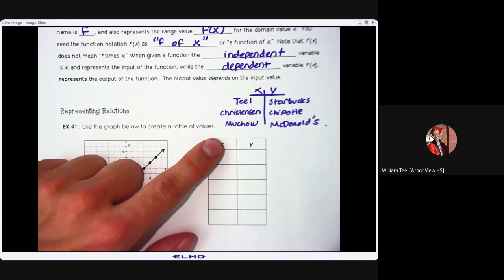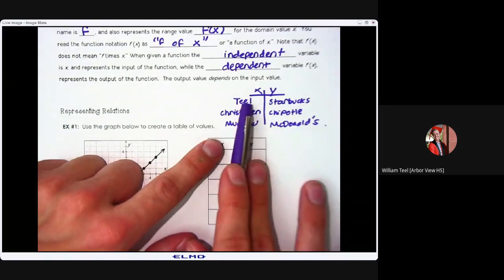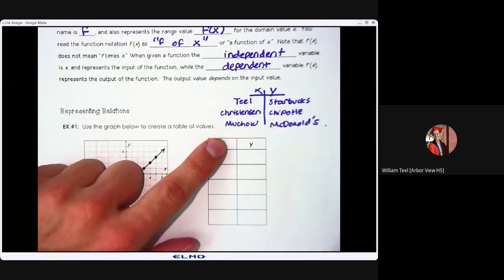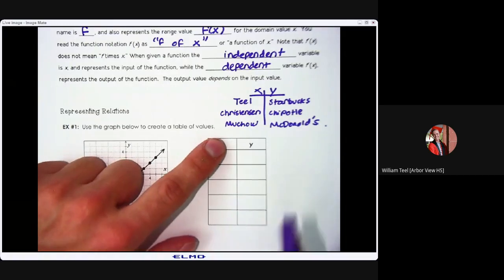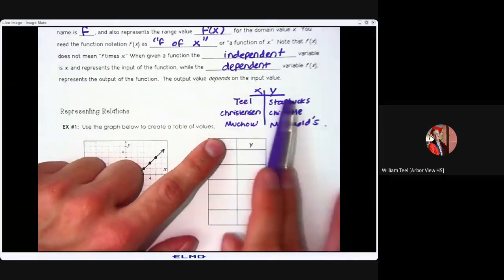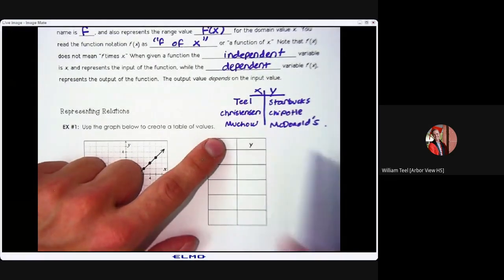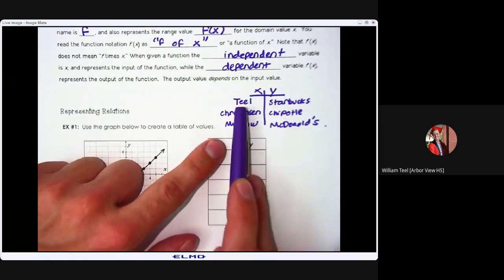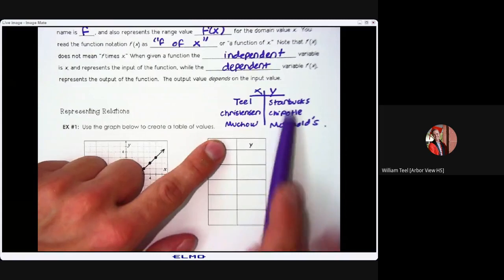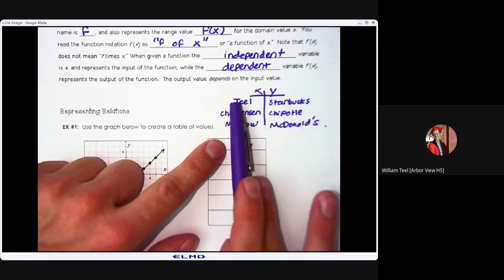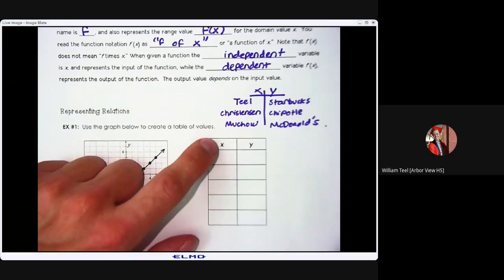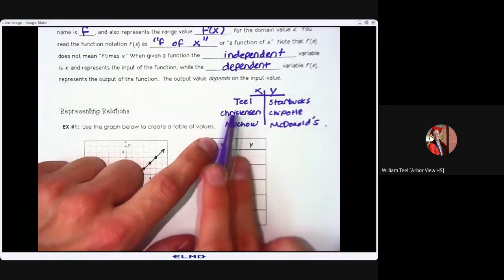Now, on the other hand, I want you to think about what if Mr. Teal was at Starbucks, Chipotle, and McDonald's all at the same time? Can Mr. Teal be in three places at once? No, because I can only be at one of these three places. So in other words, one input cannot have multiple outputs. Mr. Teal cannot be at all three of these places at once. So every single X value needs to correspond to only one Y value. We cannot have multiple Y values for any given X.